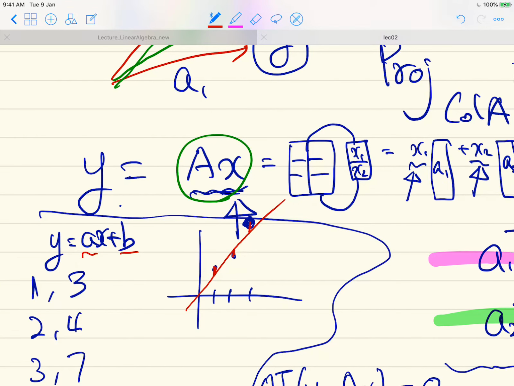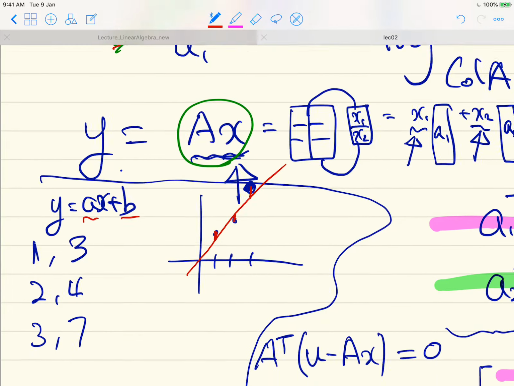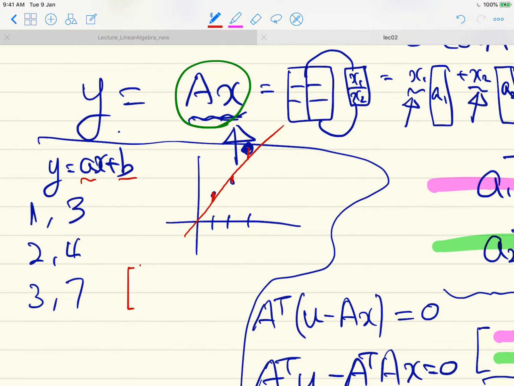So in this case, how do we formulate it? We are given this 3, 4, 7, right? And what is our estimation through this ax plus b?